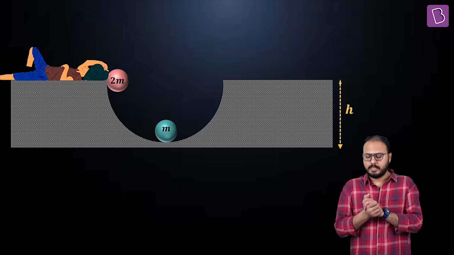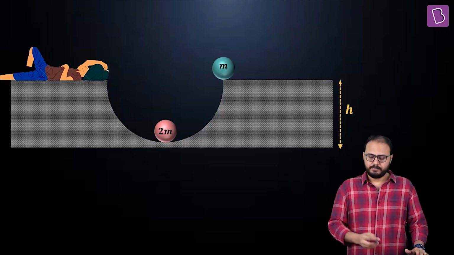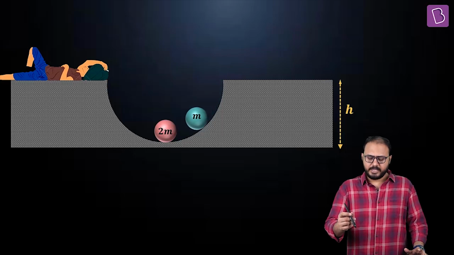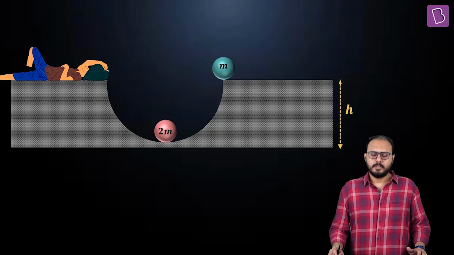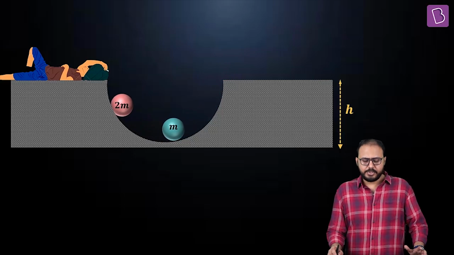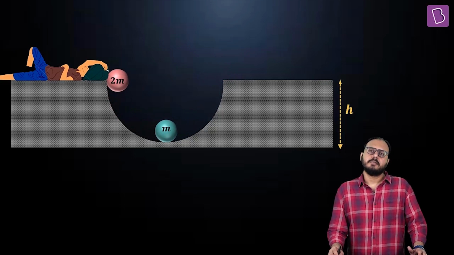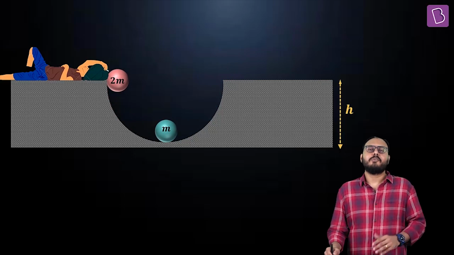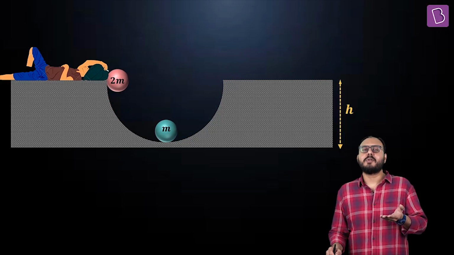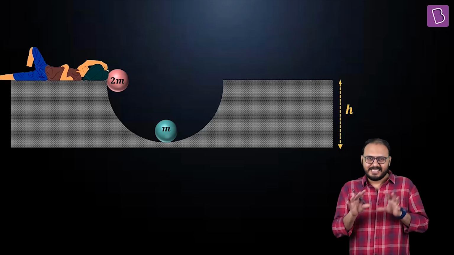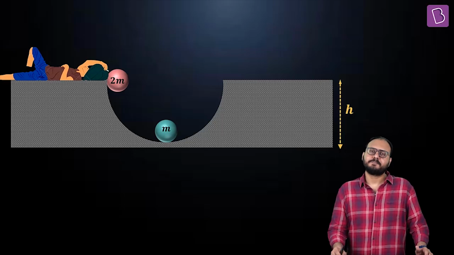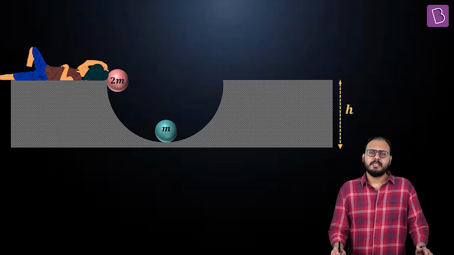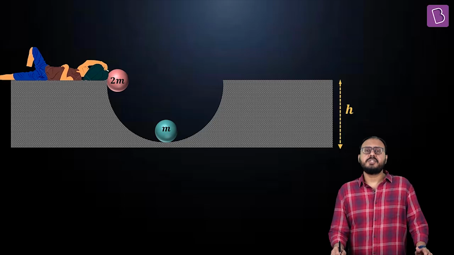What are those 3 parts? Energy conservation, collision, energy conservation. I'll repeat. Energy conservation, collision, energy conservation. Simple. So you have to apply K1 plus U1 equal to K2 plus U2 once. Then analyze their collision. Then apply K1 plus U1 equal to K2 plus U2 again.